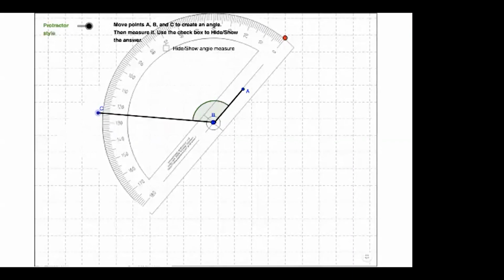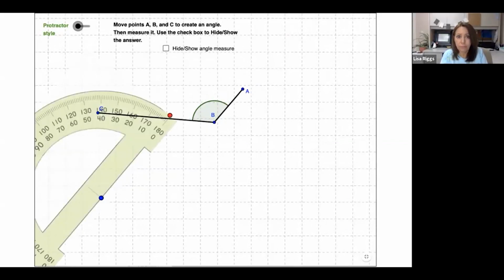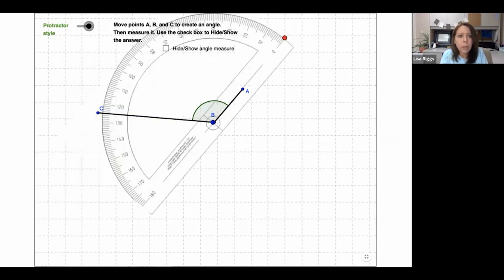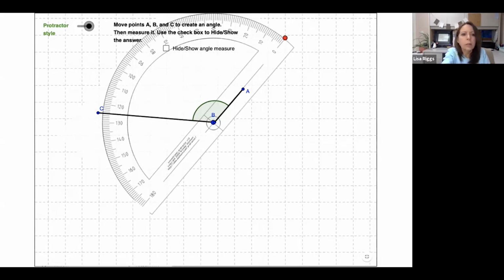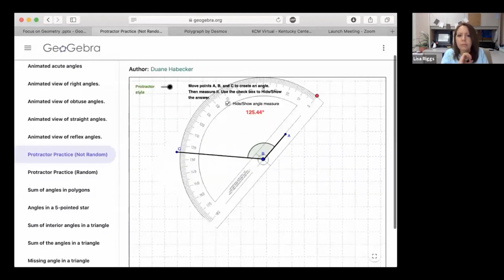Cool. And so that is cool. And you can change it to different types of protractors too. And there is a place to check. I couldn't see it because it was blocked, but it shows you the actual measurement and tells you if you were close enough. It does give it in not whole numbers, but you could tell your kids that if they're within a degree or two, it's close enough.